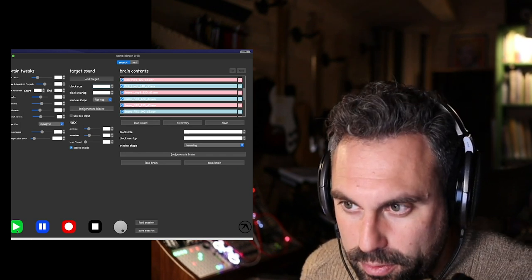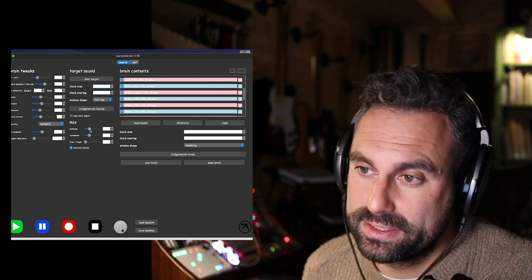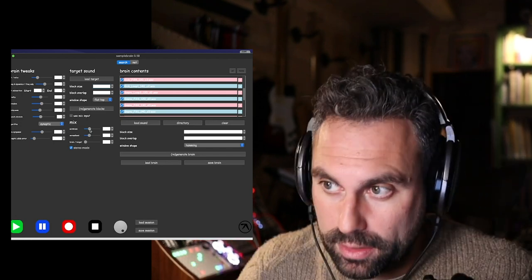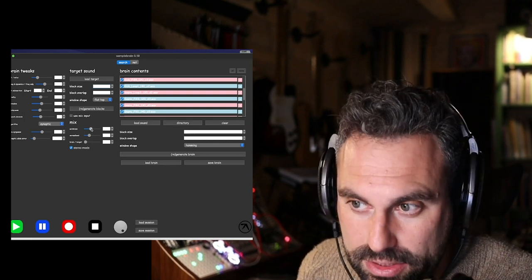The auto-tune parameter is going to force the pitch, or attempt to force the pitch, of the incoming block from the brain content into the block of the target sound that it's trying to match.